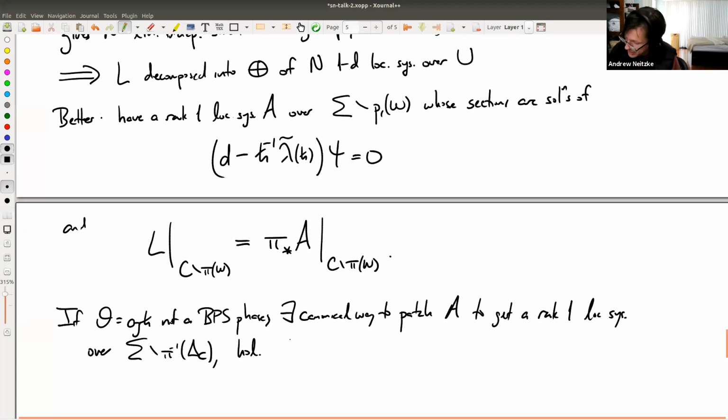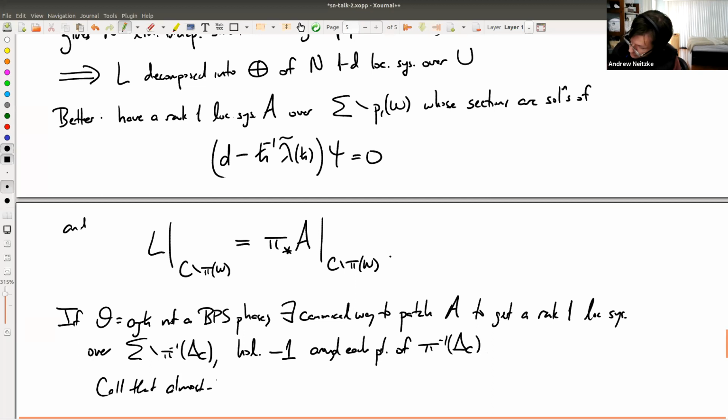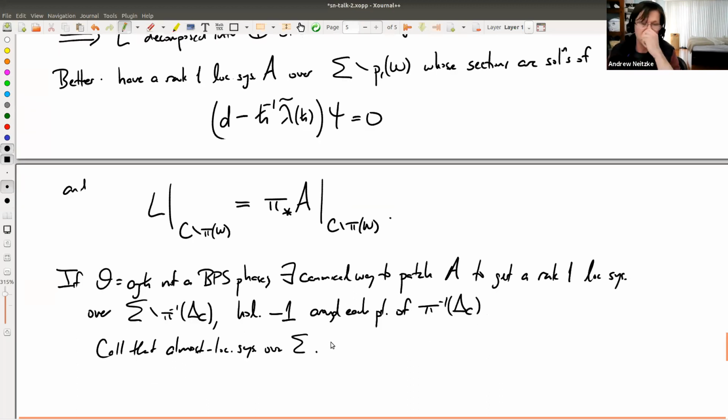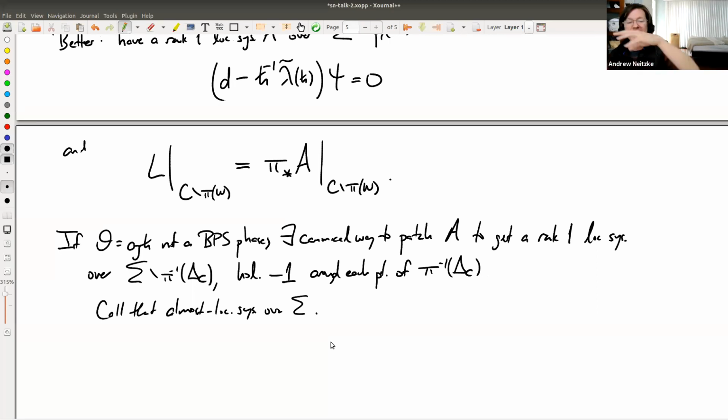And it has a holonomy around the ramification locus just of -1. So just a sign you should almost ignore. So around each point of pi inverse of delta C. Let me call that, I'll give that a name. I'll call that an almost local system over sigma. So essentially what we've got now, so we started with this complicated equation that we wanted to study, and now we've related it to this thing which is supposed to be simpler, which is a rank 1 GL1 local system over the spectral cover.